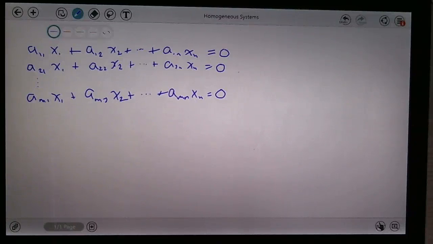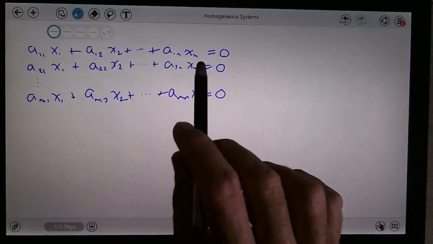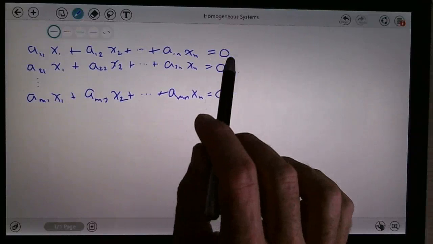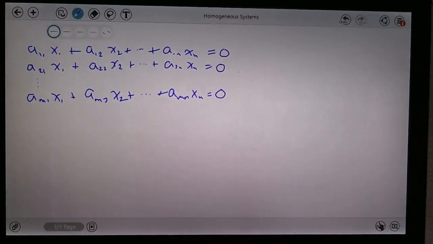All right, I want to talk a little bit about homogeneous systems. A homogeneous system is, of course, a system of linear equations, but each of the equations is a homogeneous equation. That is, the constant over here is equal to 0. One thing about homogeneous systems is that they are always consistent. That is, they always have a solution.